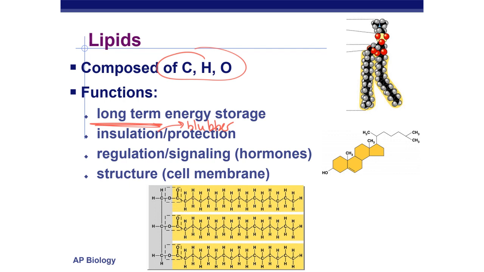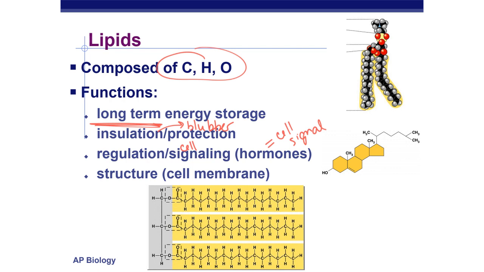Lipids also are important with regulation and cell signaling, as in cell communication. One cell in your body telling another cell what to do. We have two basic types of hormones, which are essentially cell signals in our body. We have protein-based hormones and lipid-based hormones. So really important for regulation, in particular for regulation of male, female, secondary sex characteristics. Those are all lipid-based hormones.